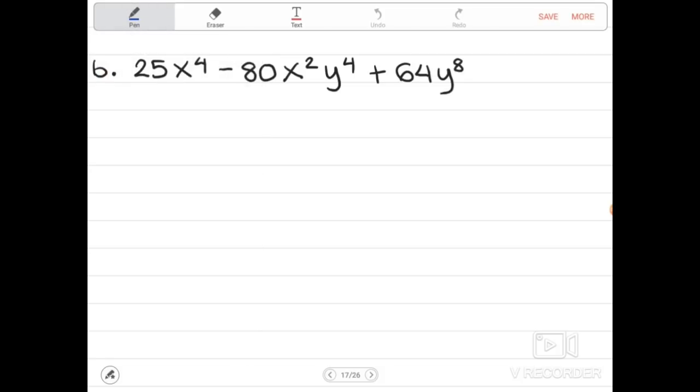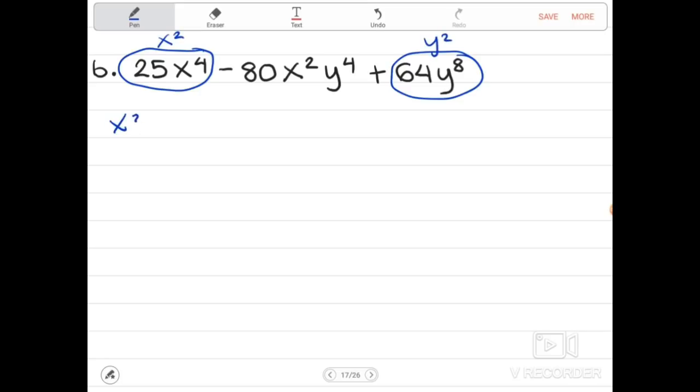Do they have common? Obviously, wala. 25, 80, and 64. Wala sila magkapareho. Hindi natin pwedeng gamitin yung second type and third type because this is a trinomial. So, titignan natin yung first term and last term. Are they perfect squares? Yes, this is our x squared, this is our y squared.